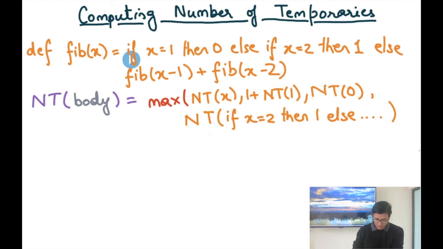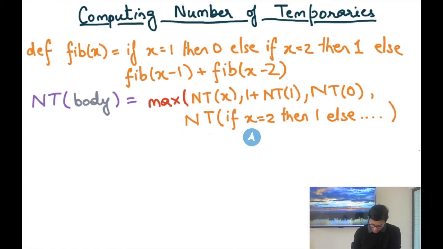The first rule that we're going to use is the if then else rule. In the if then else rule, we're going to say that it is the max of NT E1, which is X, NT E2 plus 1, which is 1 plus NT1, so NT X, 1 plus NT1, and then E3, which is NT0, and E4, which is this entire remaining expression on the else side. So NT of if X equals 2, then 1 else fib X minus 1 plus fib X minus 2. I haven't written the whole thing here, but it's the remaining body of the function body.